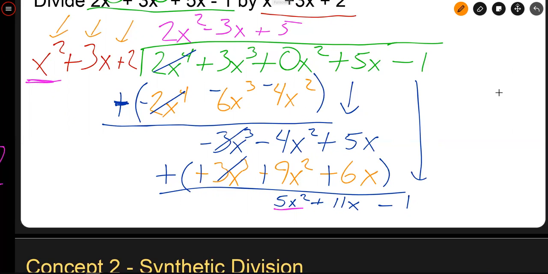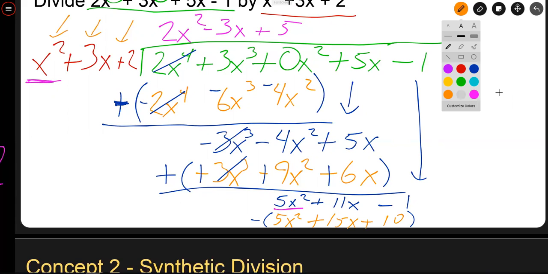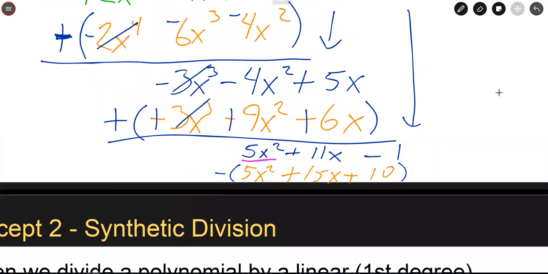5 times x squared is 5x squared. 5 times 3x is 15x. And 5 times 2 is 10. Again, I'm subtracting, so I'm going to subtract this entire thing. Oops, forgot my sign there. It's plus 10. That negative sign on the outside is going to turn all my positives into negatives. So positive 5x squared becomes negative, plus 15x becomes negative, and plus 10 becomes negative.